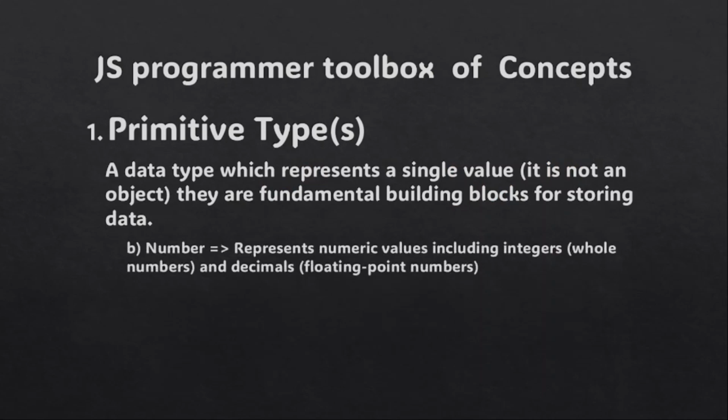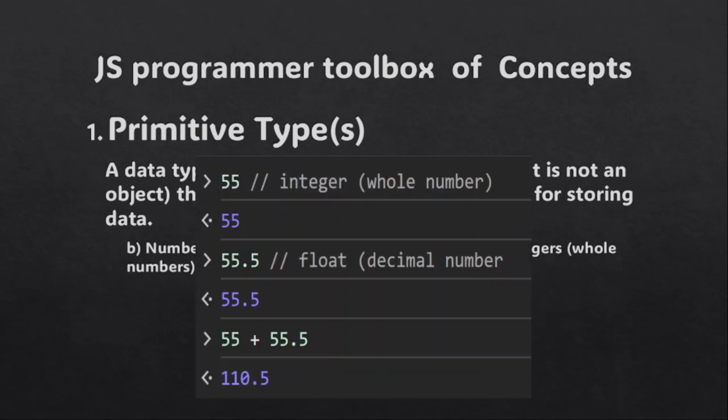Second one, we have numbers. This primitive data type represents numerical values including whole numbers, which are integers, and floating point numbers, which are decimals.